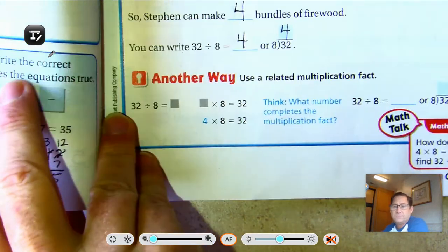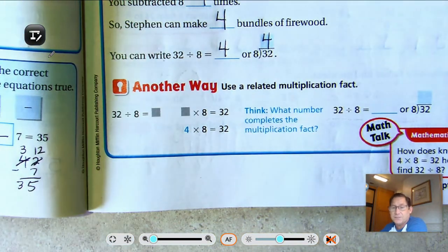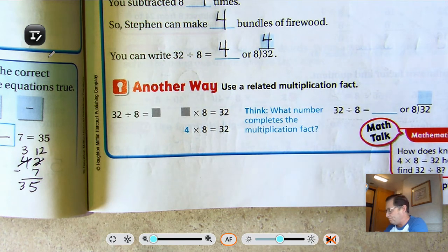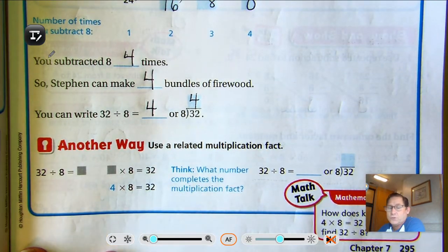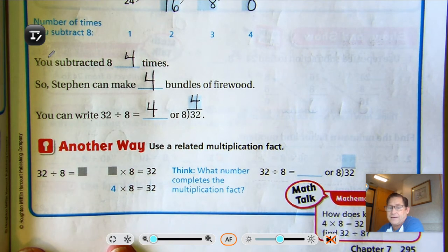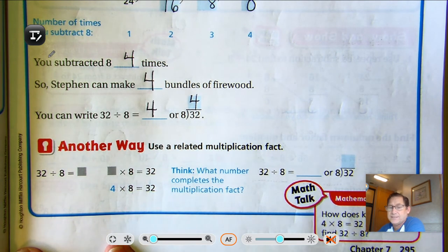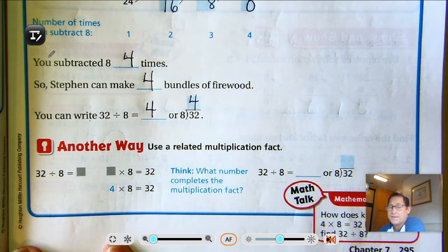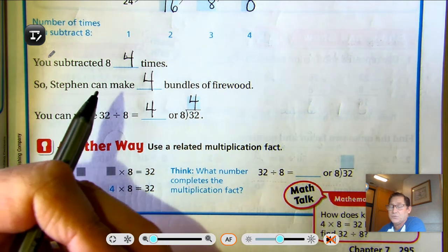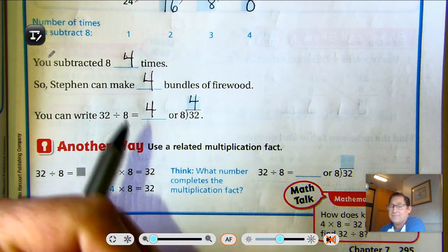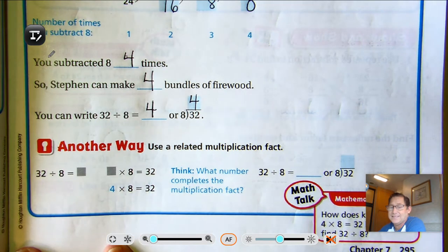Now another way, and we've used this several times in this chapter, is to use a related multiplication fact. Let's just talk about multiplication of 8s. You should know your 8s by memory at this point of third grade. You should be able to say 8 times 1 is 8, 8 times 2 is 16, 8 times 3 is 24, 8 times 4 is 32, 8 times 5 is 40, 8 times 6 is 48, 8 times 7 is 56, 8 times 8 is 64, 8 times 9 is 72, 8 times 10 is 80, 8 times 11 is 88, 8 times 12 is 96.